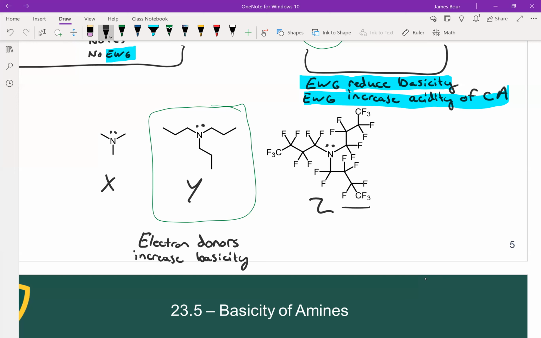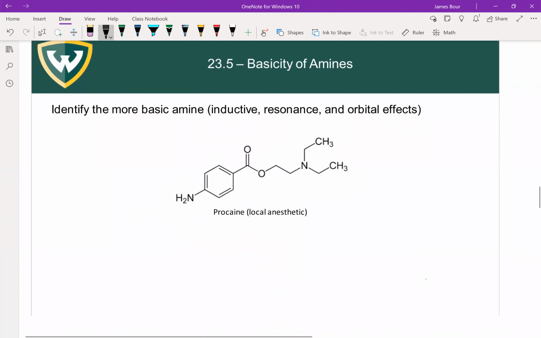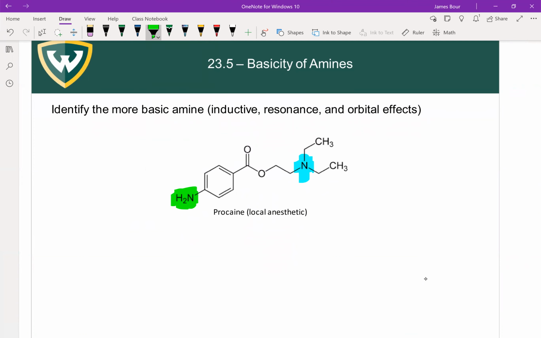And alkyl groups are considered weak electron donors. The pKa of X and Y's conjugate acid will be similar, but Y is almost assuredly more basic. So moving on to an example where we have two nitrogens in one amine. In this case, our molecule of interest is procaine. Many of you may have had procaine injected into your mouth when you're at the dentist's office. It's a local anesthetic, a very simple one at that.